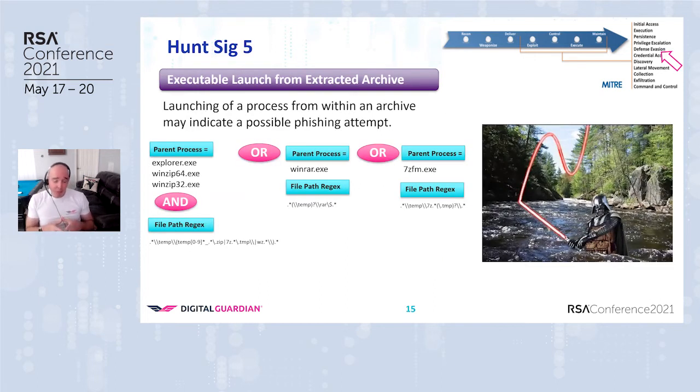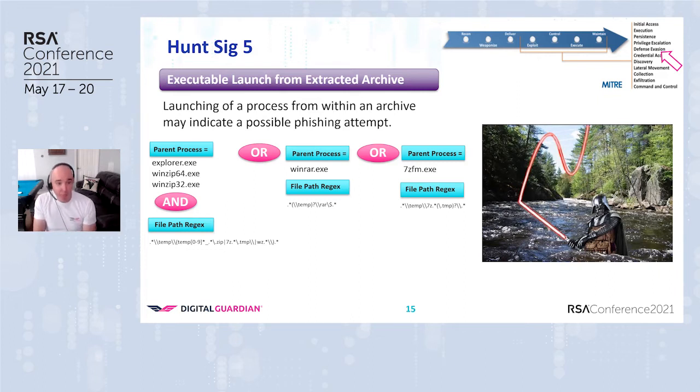Okay, executable launch from an extracted archive. There's a couple of these examples here. So let's say you're an end user at the computer, you receive an email from some sort of suspicious email account, and there's an attachment, an archive, right? A compressed file. Your end user downloads that file, opens it up and executes whatever's inside. This is one of the most common threat actor entrances that I've seen over the last 15 years. It's phishing, right? Looking for and hunting through this type of behavior can be very fruitful in terms of what you identify.